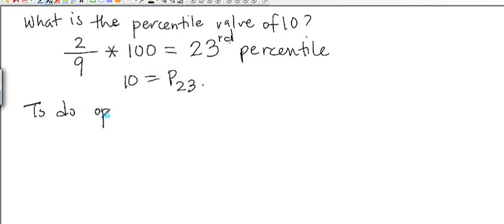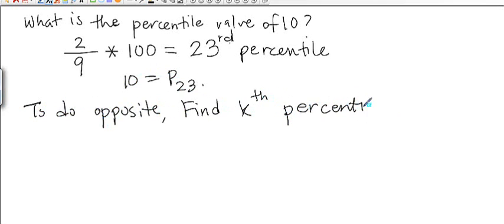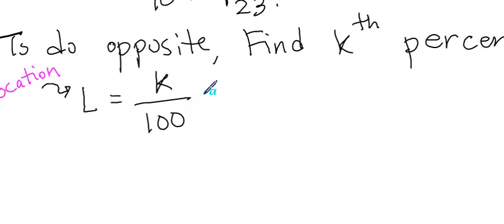If I want to do the opposite, meaning I want to find the kth percentile, you use L, and this L stands for location. Let me change the color here. L is not the actual number, it's the location, the place of the value in your sorted list. For that you do k over 100 times n. n is our sample size.